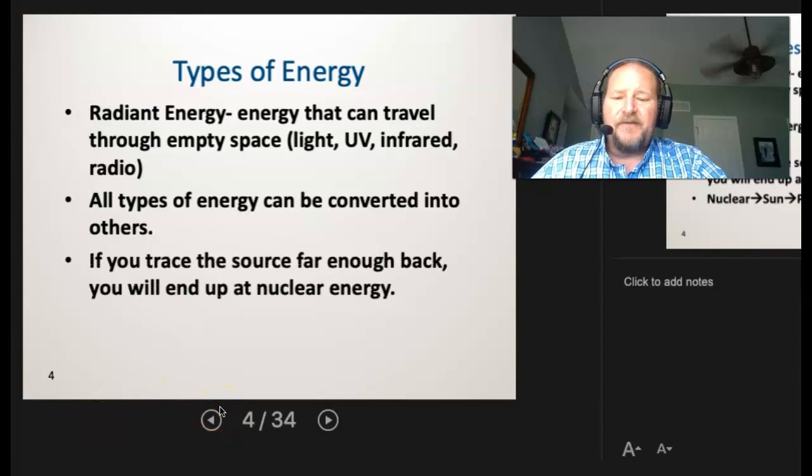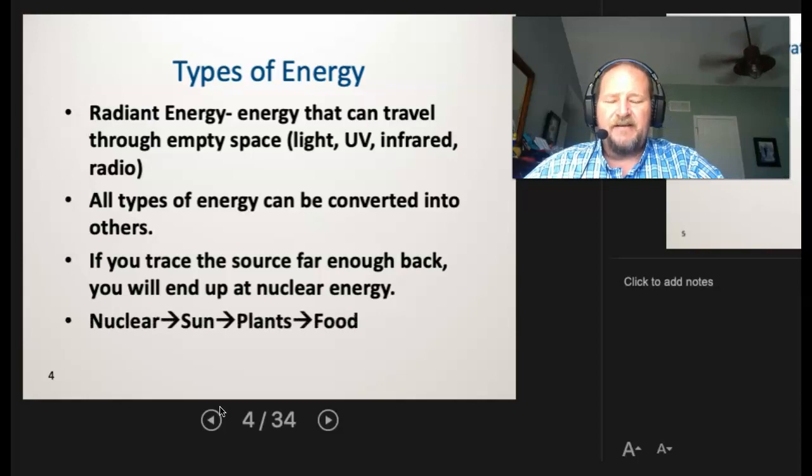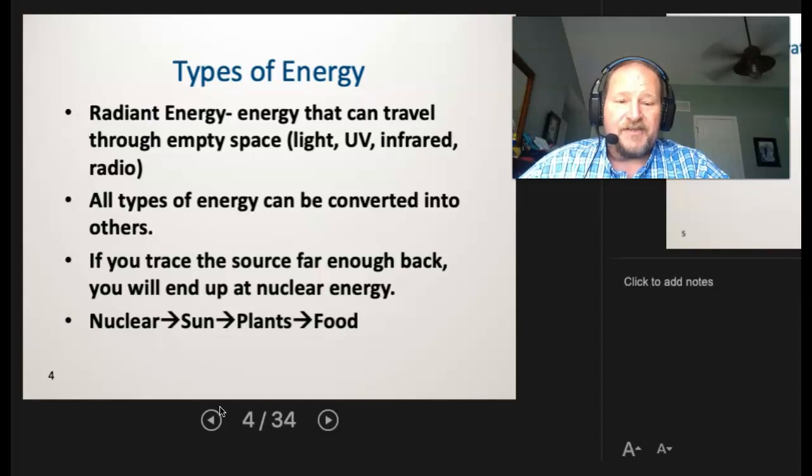All right. Now, if you trace the source of all of our energy back far enough, you end up at nuclear energy. And of course, there we're talking about the sun. Nuclear reactions take place on the sun. The sun then produces radiant energy, which we here on Earth absorb as heat and UV. That causes the plants to grow, which eventually becomes our food, which then allows us to do work. So, in a very generic sense, that's the chain of energy flow.